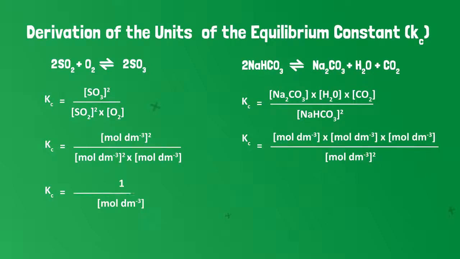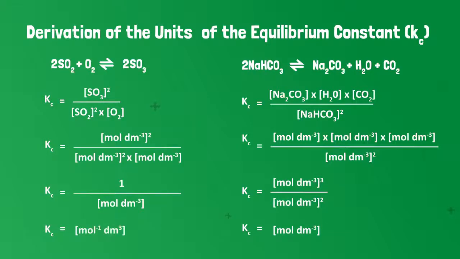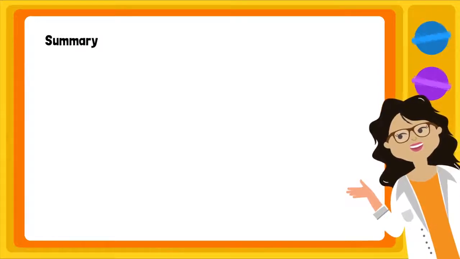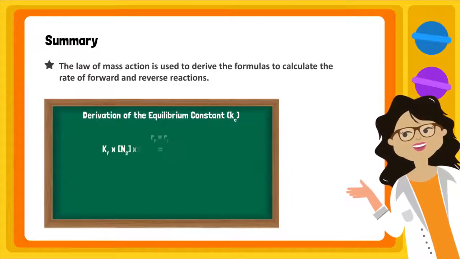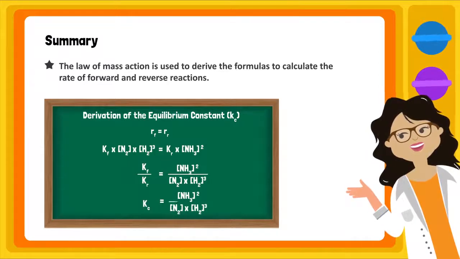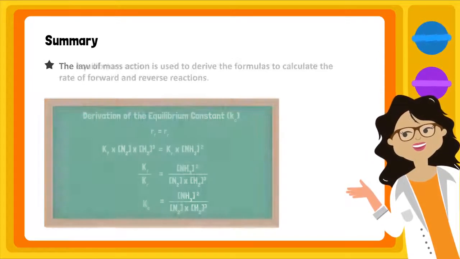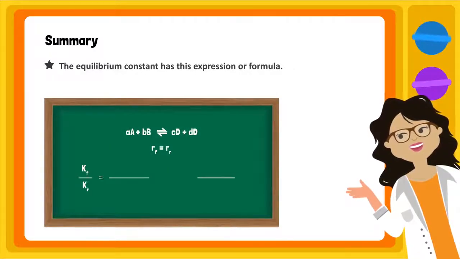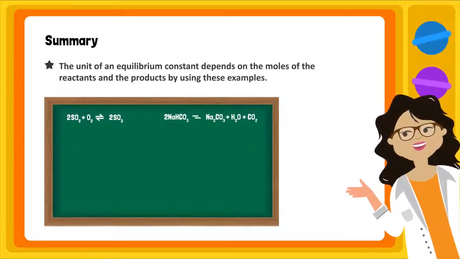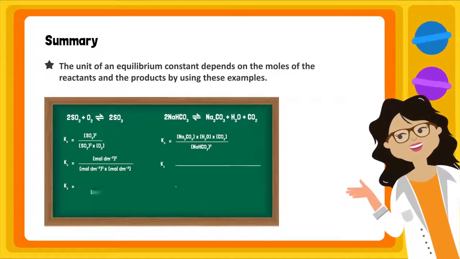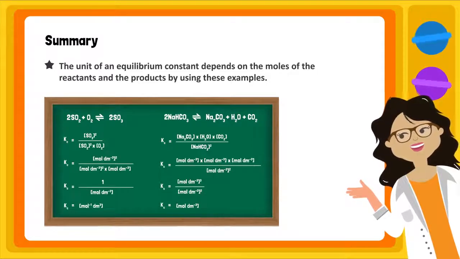Pause the video here and try to solve it on your own before continuing. As you can see, these two reactions have different units for their equilibrium constants because of the different number of reactants and products and their molar ratio. So, in this video, we learned that the law of mass action is used to derive the formulas to calculate the rate of forward and reverse reactions. The equilibrium constant has this expression or formula. The unit of an equilibrium constant depends on the moles of the reactants and the products, as shown by these examples.